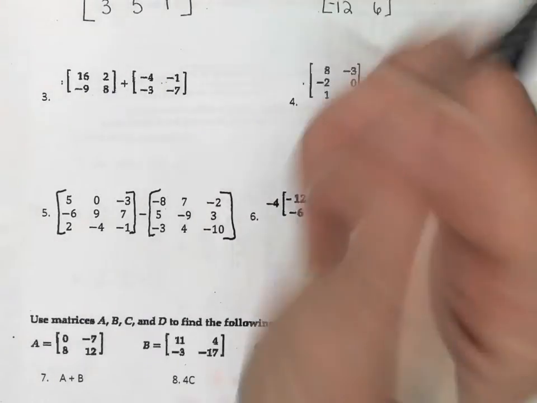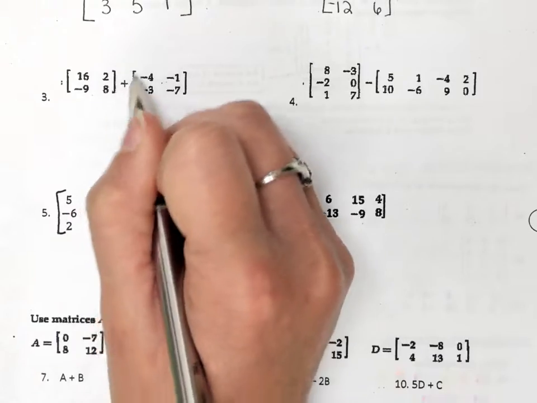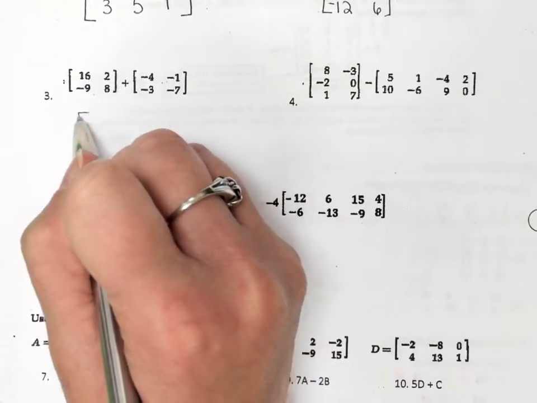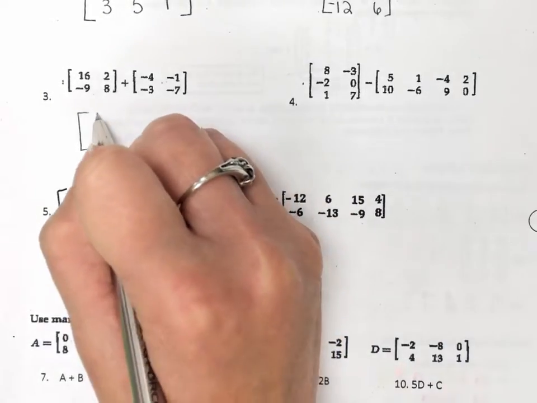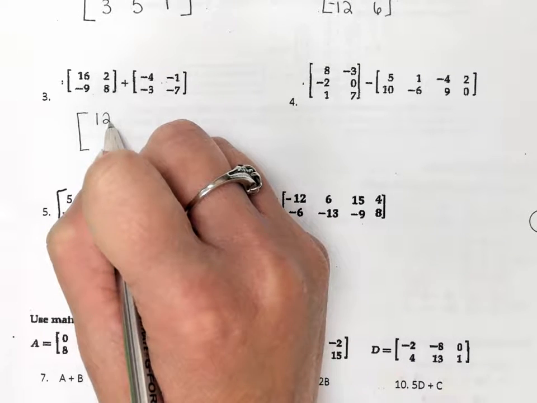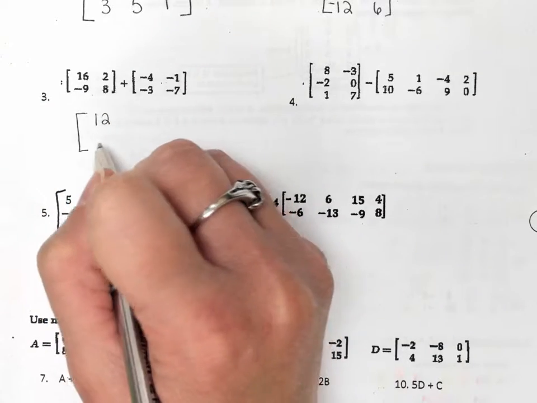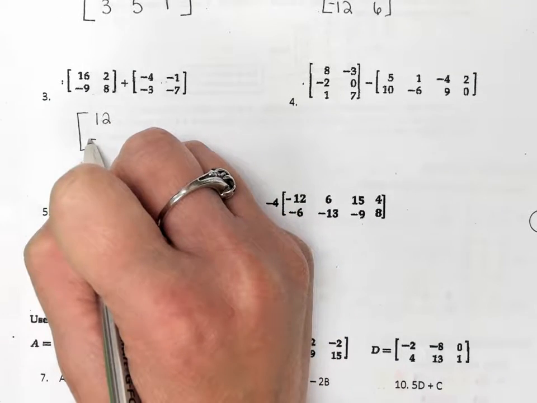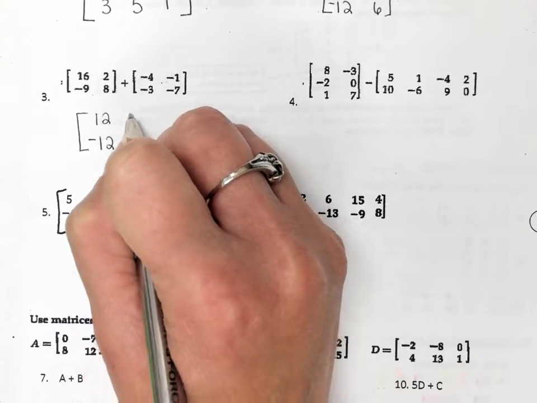All right, number 3. Here we go. They got to have the exact same dimensions. Are they exactly the same? Yes, so you can add them. All right, here we go. 16 plus negative 4. 16 minus 4 is positive 12. There you go. It doesn't matter where you go, guys, as long as you do it in some kind of order, okay? I just like doing them in columns. So what's negative 9 plus negative 3? It's negative 12. There you go. All right, 2 plus negative 1. 1.